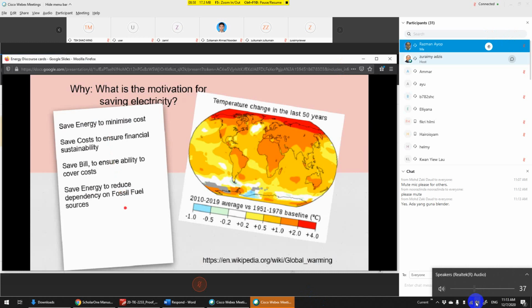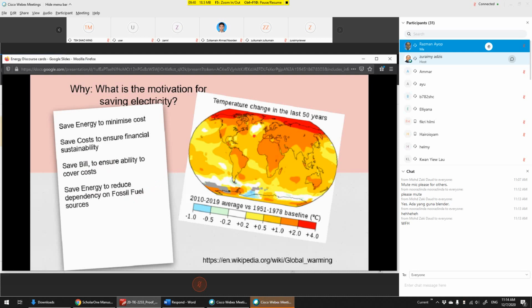Number 4. This is very general and actually very important. We save energy to reduce dependency on fossil fuel sources. Basically, around 80% of the electrical energy in Malaysia is still dependent on fossil fuel, which is coal, arang batu. So the more we use electricity, we are still increasing the carbon footprint. When you increase the carbon footprint, the global warming effect carries on.